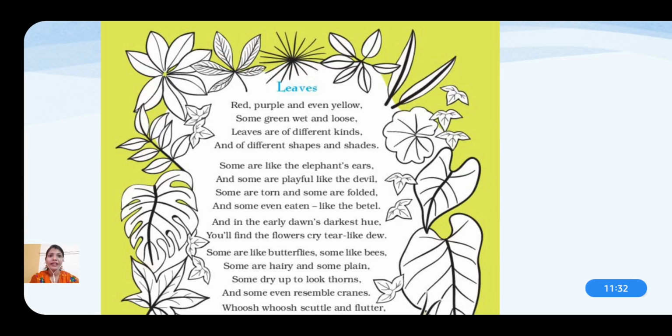Okay? Red, purple, and even yellow. Some green, wet, and loose. Leaves are of different kinds and of different shapes and shades. Means the poem says that leaves are of different colors, they are of different kinds, they have different shapes, different shades, isn't it? As we have seen.